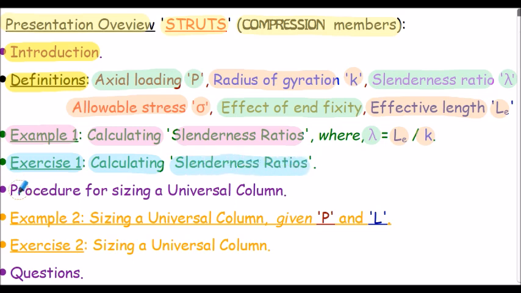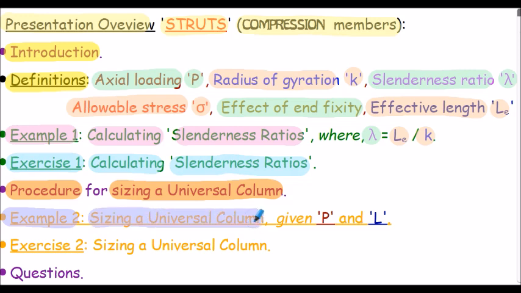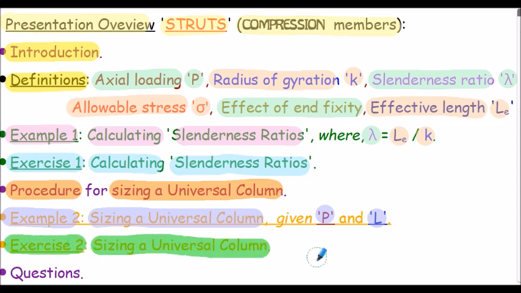Next, we consider the general procedure for the sizing of universal columns, subject to an applied compressive force P. Example 2 is a practical illustration of how to size a universal column using our general procedure when we're given the applied load P and the actual length of the column or strut L. Exercise 2 requires us to size a universal column in line with the solution procedure of example 2.